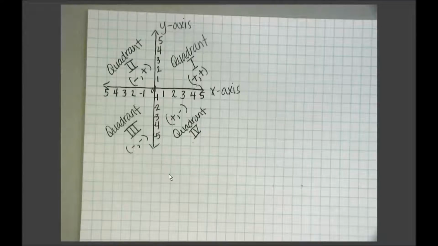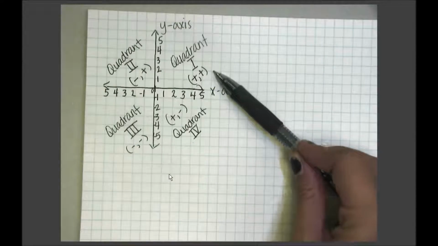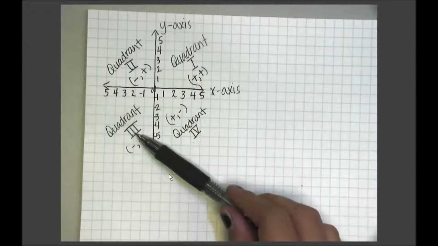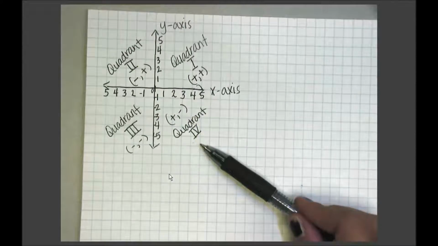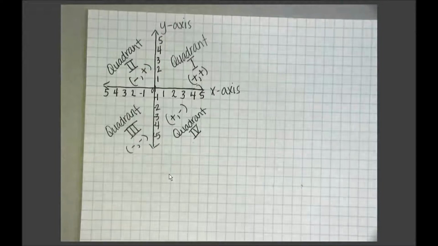So remember, in quadrant 1, both of them have to be positive. In quadrant 2, x is negative, y is positive. Quadrant 3, negative, negative, and quadrant 4, positive, negative. So they're kind of like opposites. So right here is positive, positive, so quadrant 3 is negative, negative. Quadrant 2 is negative, positive, so quadrant 4 is positive, negative. It gives you a couple different ways to remember it.